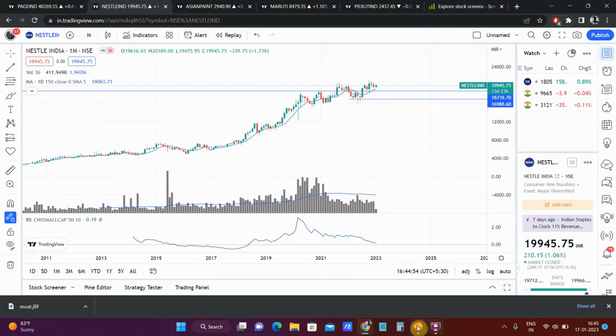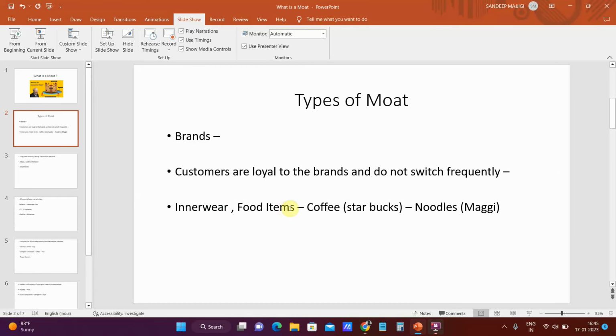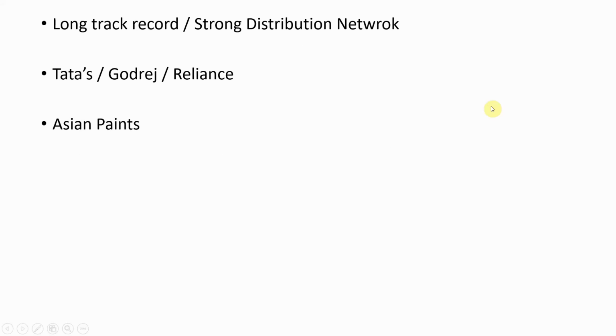Going back to the slide, brands is one such moat. The second one is a long track record or strong distribution network. Let's say you want to go and buy a particular car.